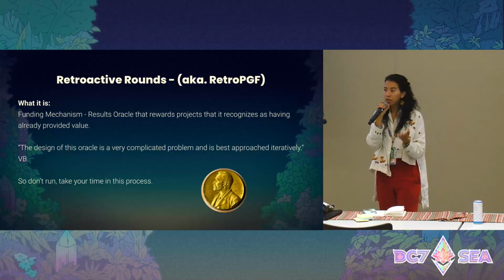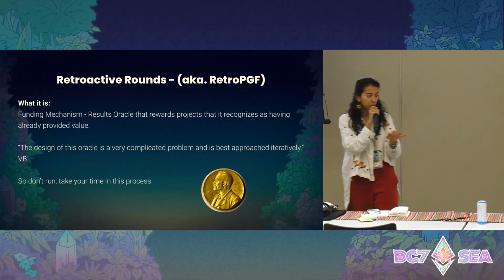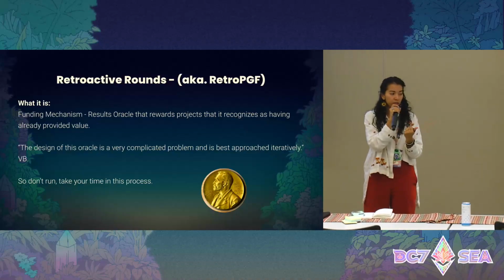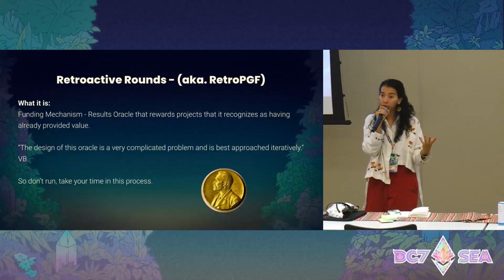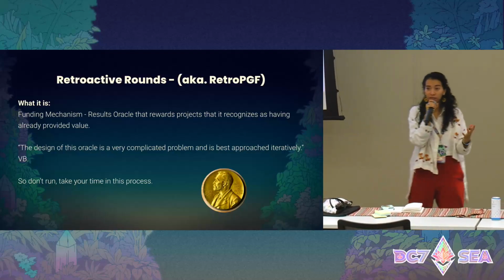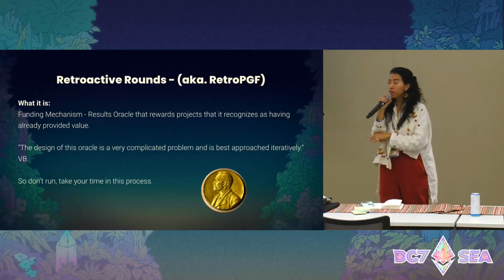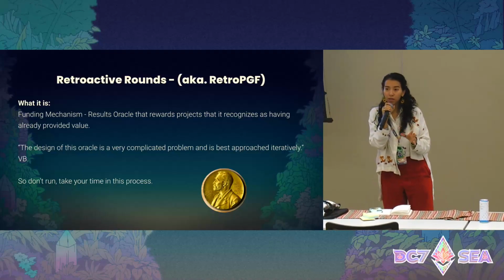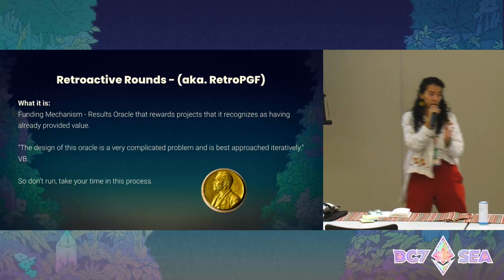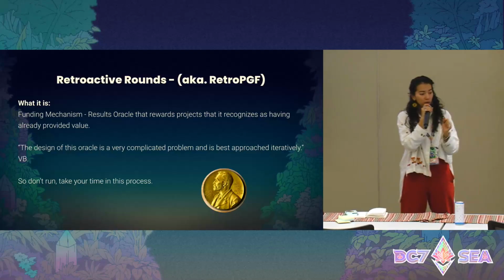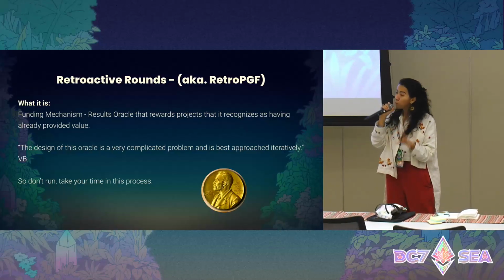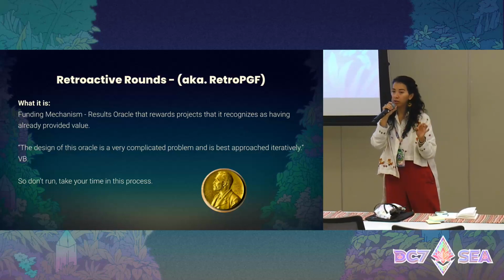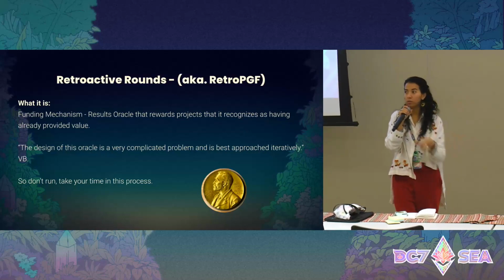And this is a funding mechanism that has two sides to it. The first one is we have a results oracle. This results oracle can be a group of people. It can be a smart contract. But right now, all of the forms in which we've seen it have been groups of people that reward projects that they recognize as having already provided value, either to an ecosystem or to a community.